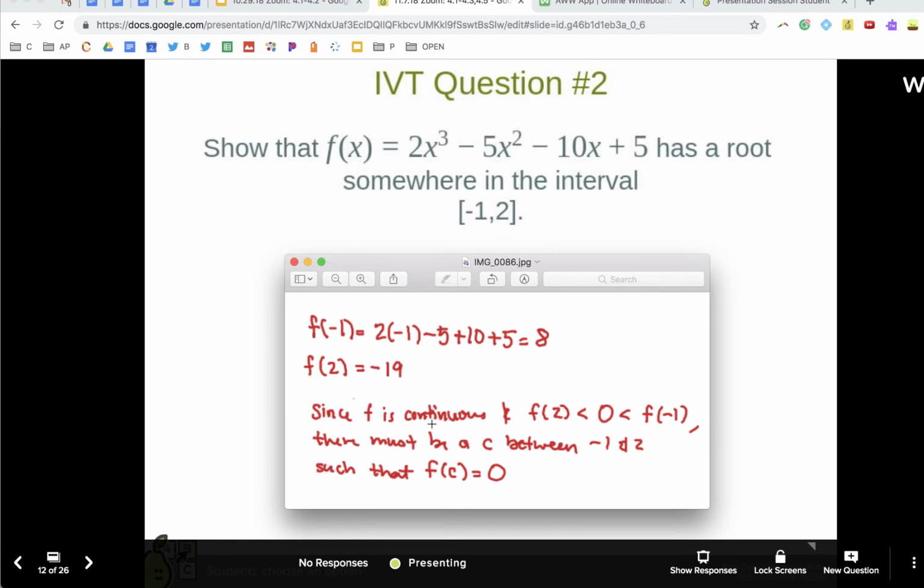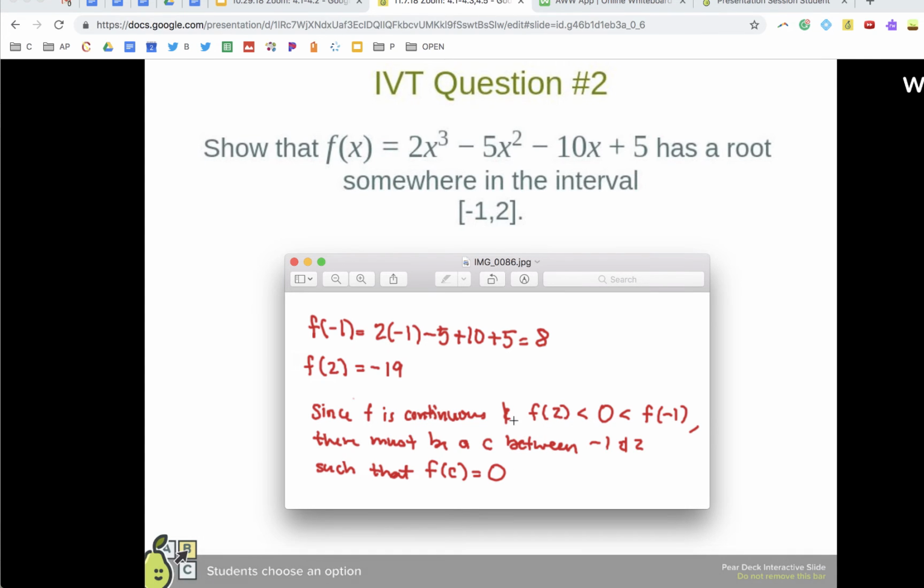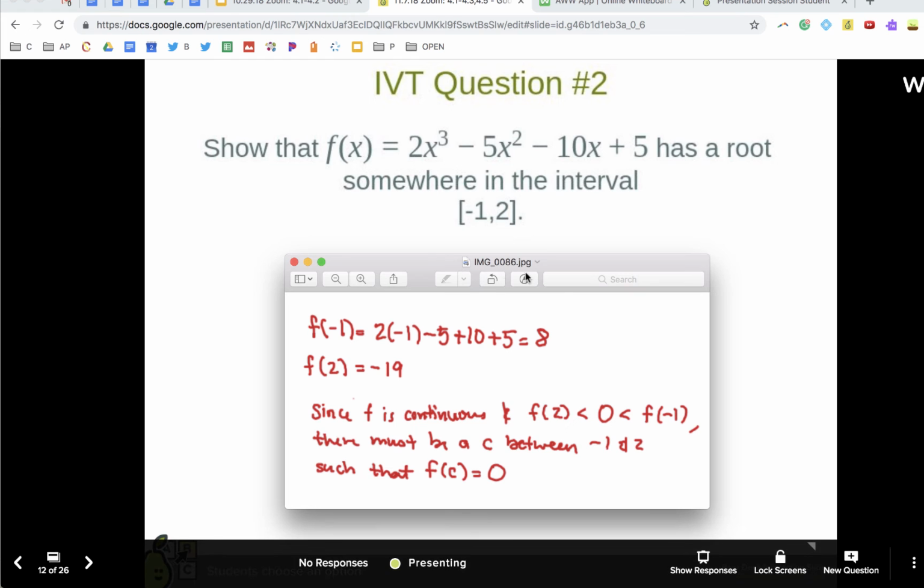Since f is continuous, we can use the intermediate value theorem. And because we had one number below 0 and the other value above 0, there must be a c, there must be some x value between x equals negative 1 and x equals 2, such that its y value is 0. Oops, I forgot something important.